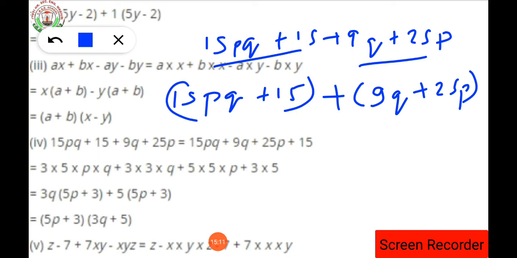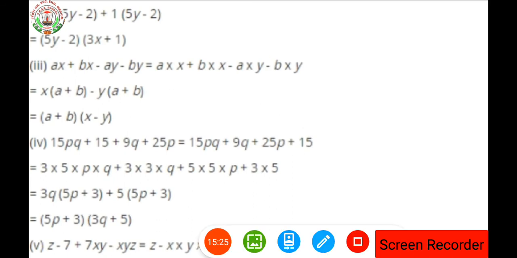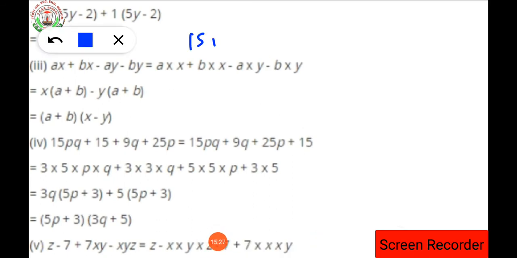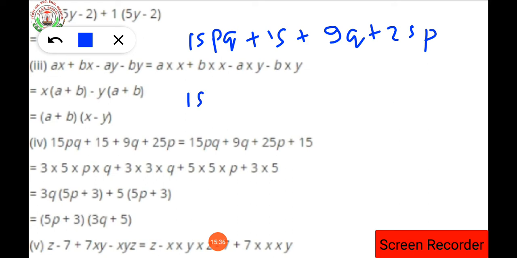Now students, from this can we take, so here we can take 15 as a common, but the variables pq we can't take as a common. Okay, so let's change the pair. Pairing will be done again. Okay, if we can't take common from the first two and the last two terms, we can interchange the pairing. Okay, so here we can make the pair of 15pq plus 25p, because 15 and 25 both are coming together in one table, that's why.